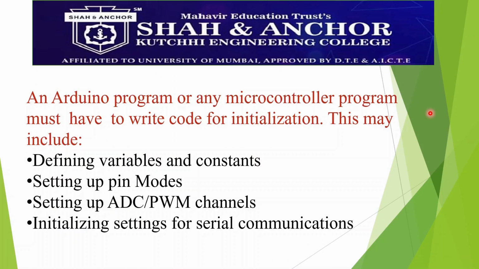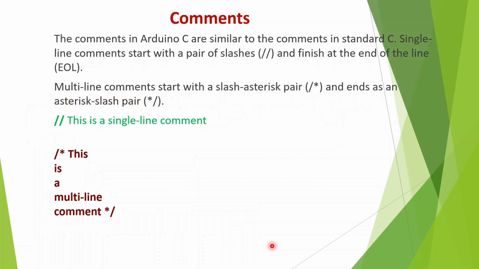So let's start how to write the program in Arduino IDE, or how to write the embedded C program for a microcontroller. This may include, first, declaration and definition of variables and constants. Setting up the different pin modes, meaning which pins we are going to use as input and output, we have to configure as per this. Setting up the ADC and pulse width modulated channels. Initializing the settings for serial communications.